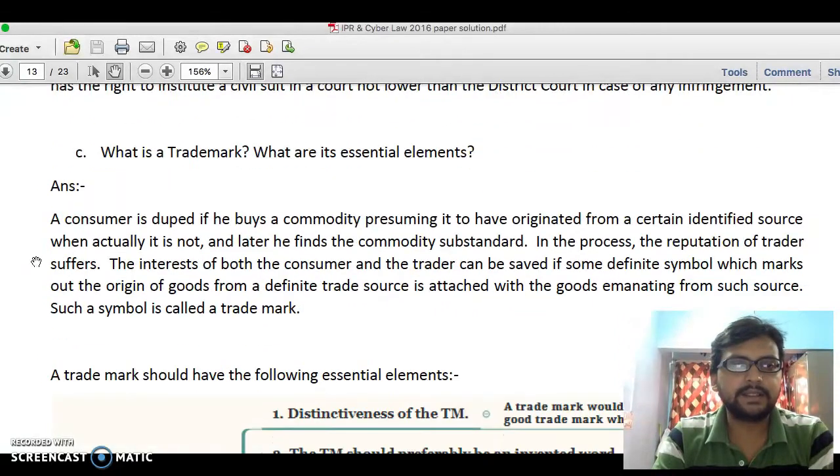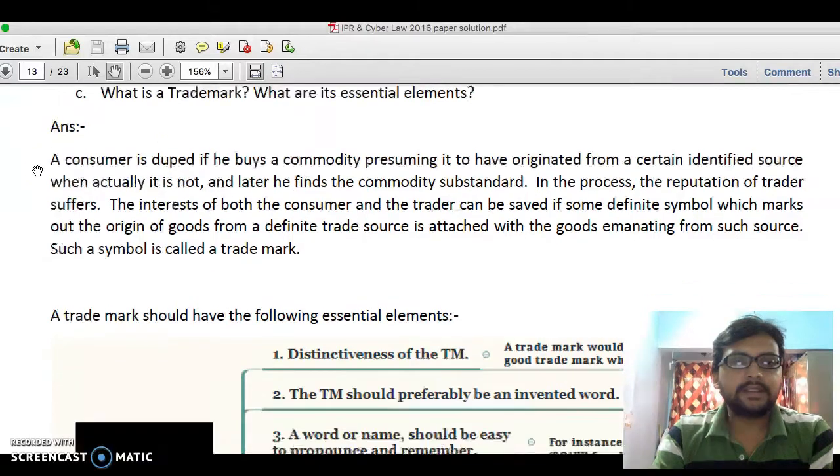Now let's start discussing the next question. That is, what is a trademark? What are its essential elements? This is question 3, sub-question C. Here we are going to discuss the same thing.